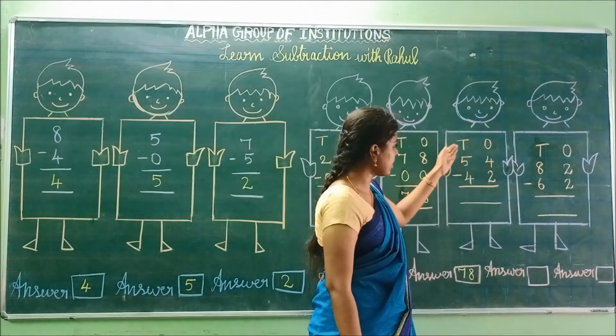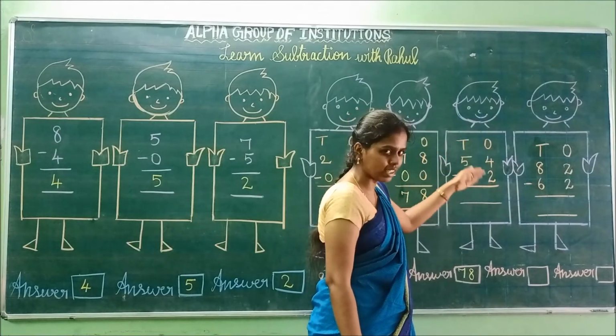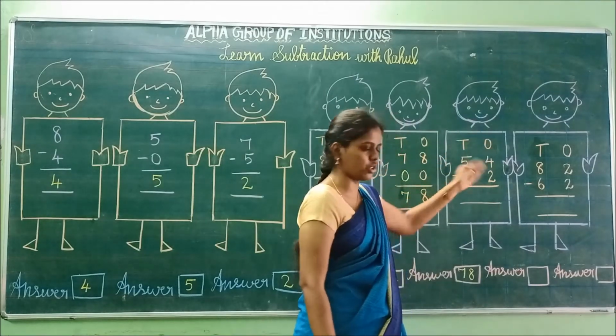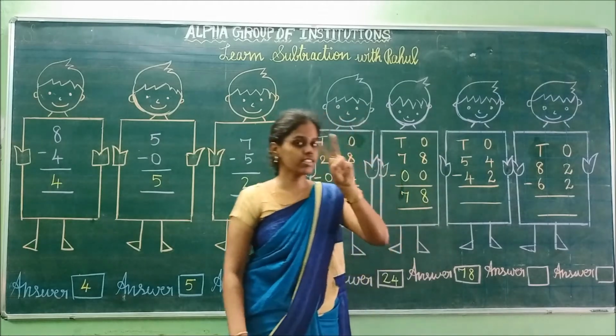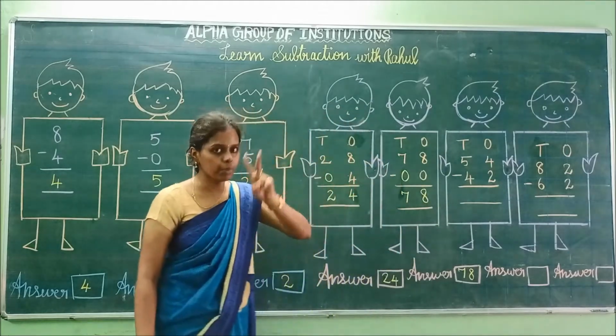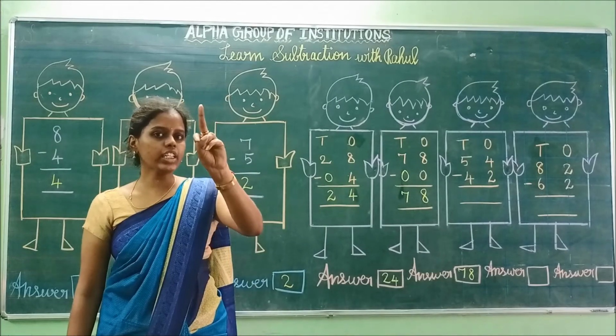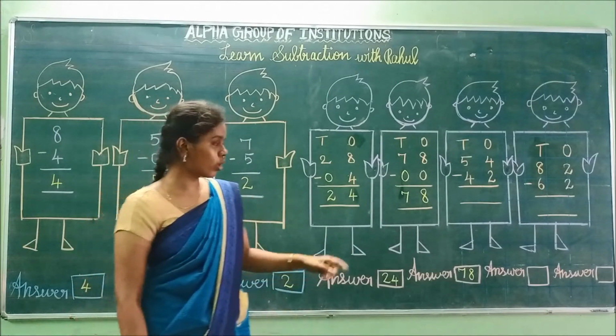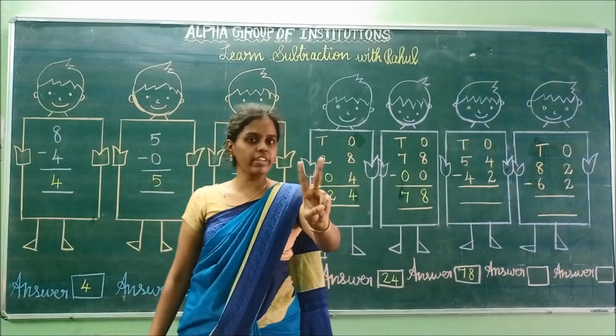Here is the ones place and tens place. We should move on to the ones place first. 4 minus 2. 4 in the mind, take 2 in the finger. Before 4, 3, 2. Okay? 4 in the mind, take 2 in the finger.